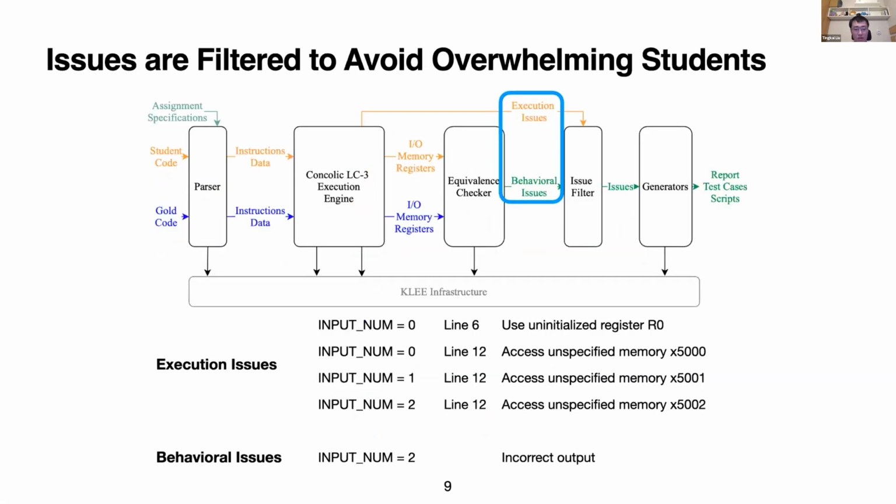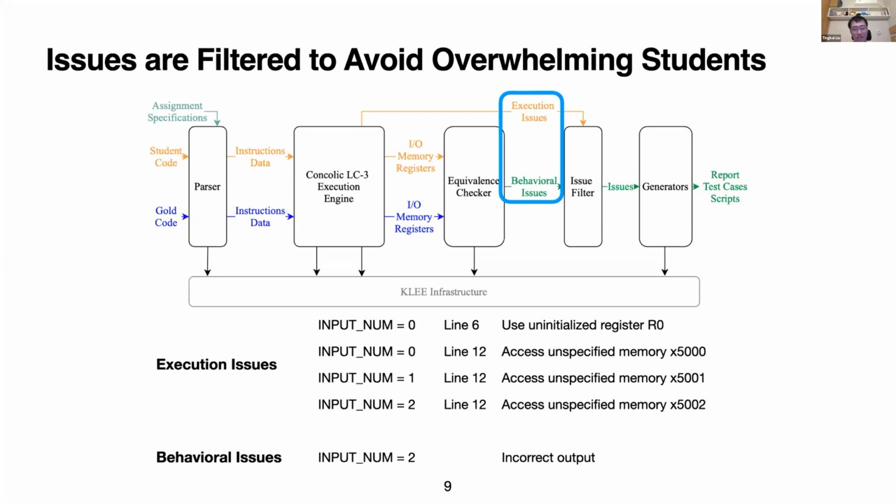The equivalence checking produces a set of behavioral issues, which are collected with the execution issues generated earlier. Each of the issues is associated with a set of concrete values of the symbolic variables that can be used to expose the issue. As shown on the bottom of the slide, examples of issues in student code include using uninitialized registers, accessing unspecified memory, and producing different output from the gold code.